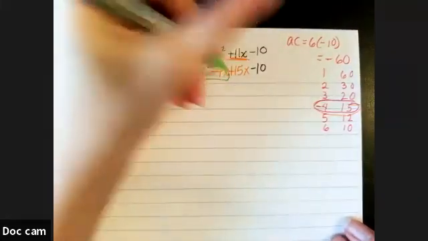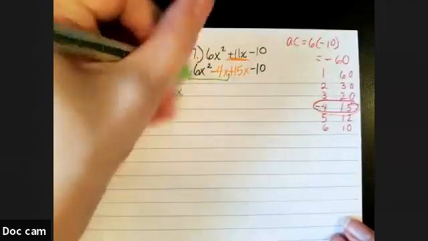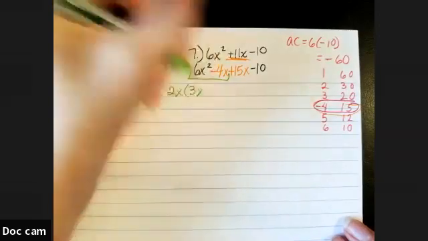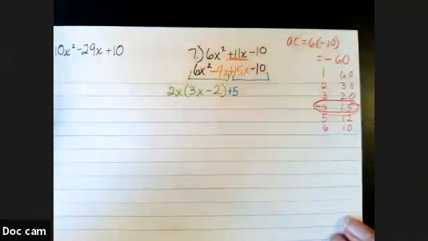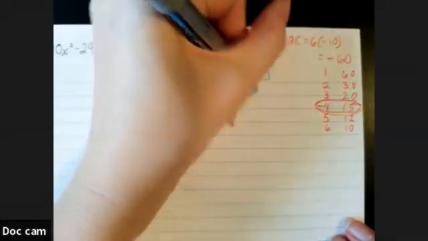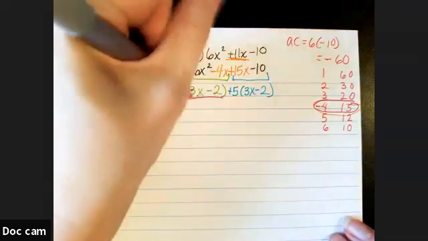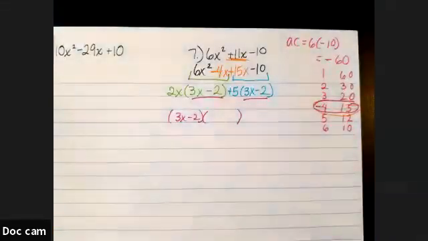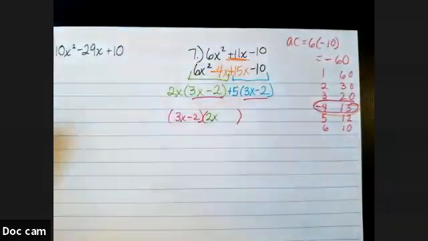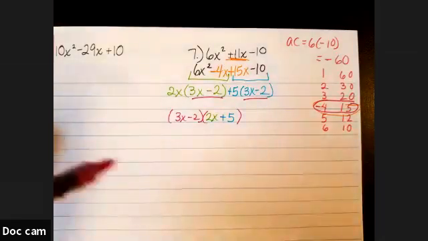Group the first two terms together. The GCF from those two terms is going to be 2x. We factor that out, and it leaves 3x minus 2. Then from the last two terms, the GCF would be 5. We factor that out, and it leaves 3x minus 2 also. Then 3x minus 2 is the GCF, so we factor that out, and that leaves us with 2x plus 5. And that's our answer for that.